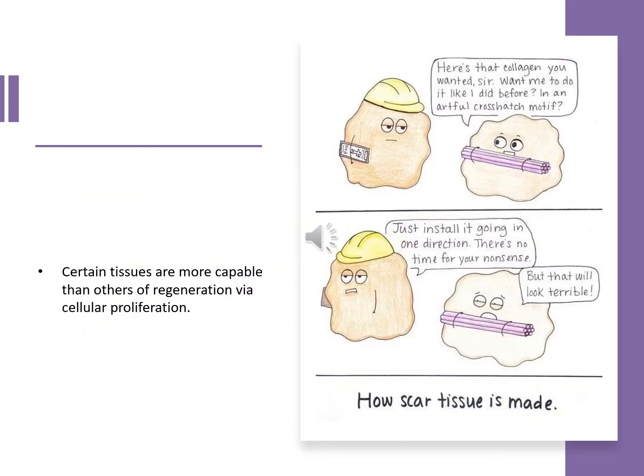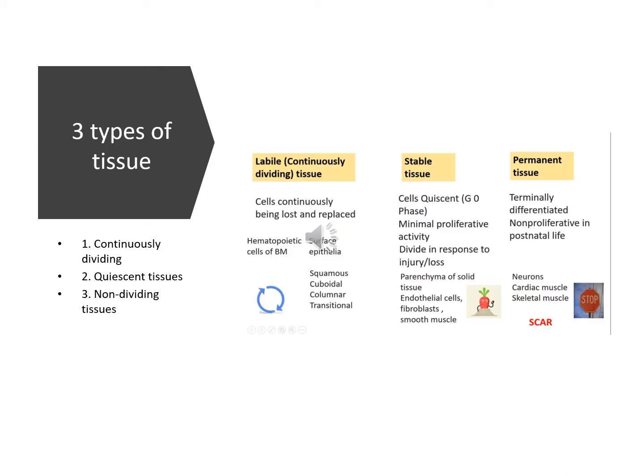Other tissues, as we'll see, are more capable of regenerating via cellular proliferation. So getting more of those stem cells. So we'll have a look at that next. Different types of tissue as far as regeneration goes. It's really important so you know which ones are most likely to regenerate and which ones are not. So we have three different types. We have ones that are continuously dividing all day, so they're being lost and replaced quite quickly, skin cells, etc., blood cells, those types of things.